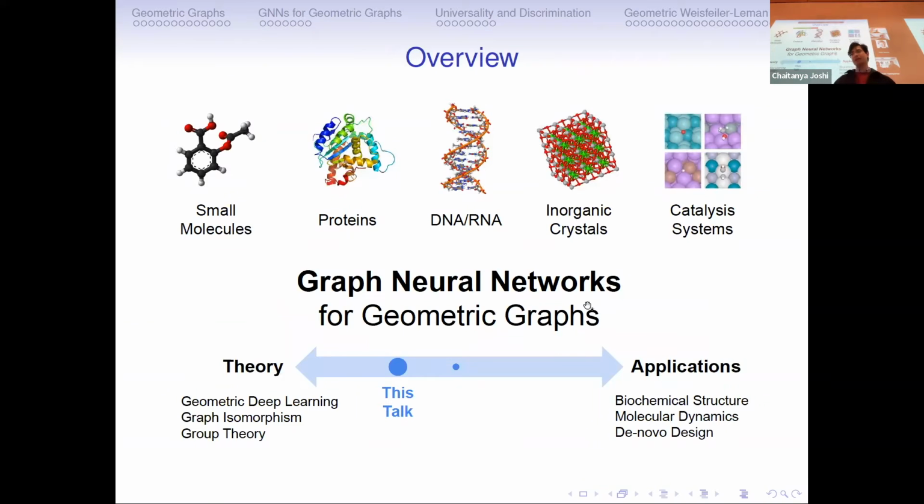Essentially, our research focuses on biochemical systems. We're really interested in modeling structure, simulating dynamics, potentially designing new systems. This is the big dream of de novo design. And we're really interested in understanding the key tools for enabling these applications, which are these graph neural networks for geometric graphs. So this talk is more about the tools, the foundations, the theory of these models.